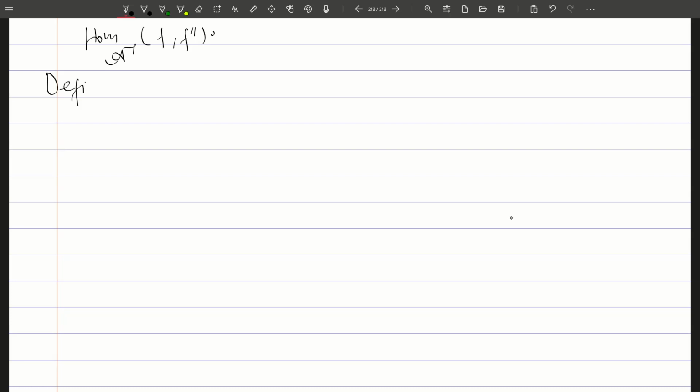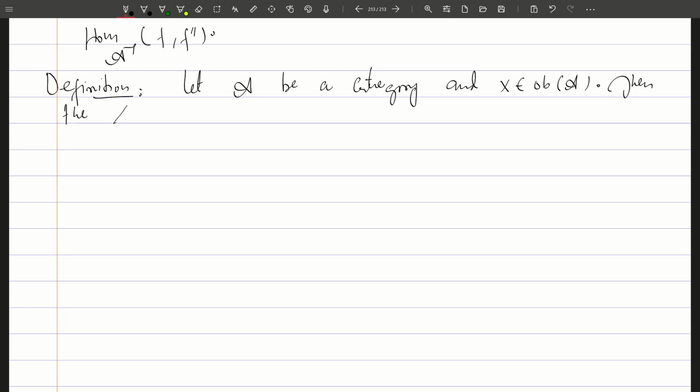So again we have a definition. Let us consider a category A, and let us fix some object, say X, in the object class of A. Then the slice over X is the category given by A under X.